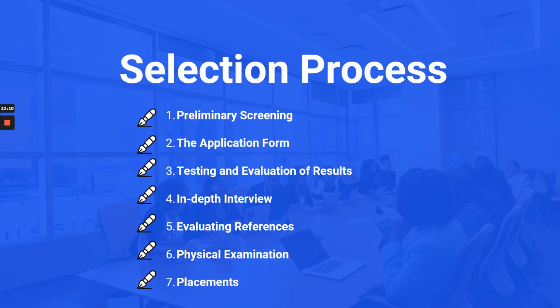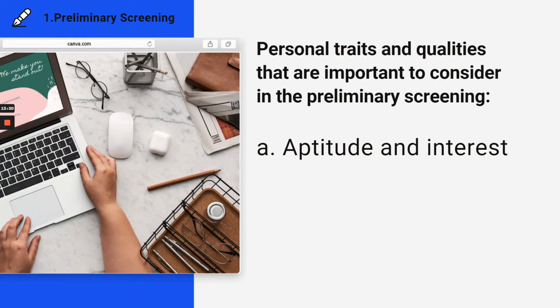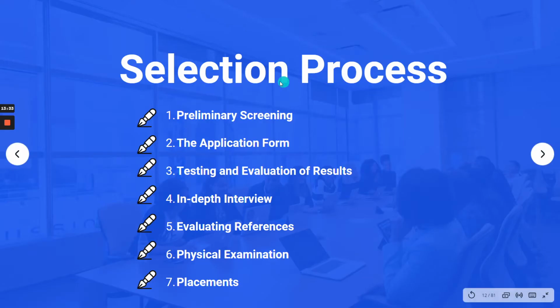So, that is why in order for us to determine kinsa ray mag-go through sa hurdles, kinsay makaabot sa finish line, we follow the selection process. There are 7 processes that we are going to follow, and number 1 is the preliminary. So we have the preliminary screening, the application form, testing and evaluation of results, in-depth interview, evaluating references, physical examination, and then the placements. So we'll go to the preliminary screening first.